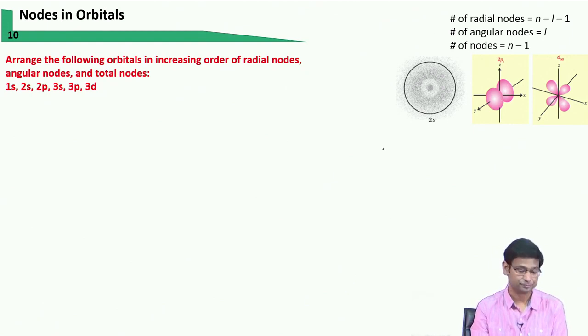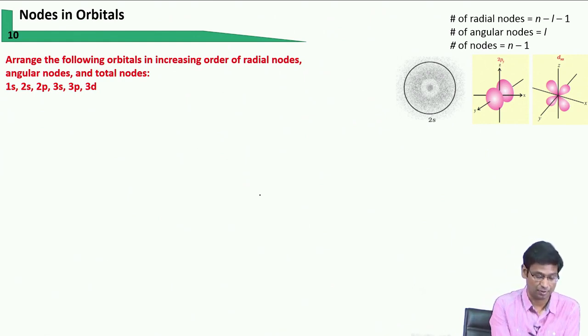Now, the number of radial nodes is given by n minus l minus 1, and the number of angular nodes is simply given by l, and the total number of nodes, when you add them up, you will get n minus 1. The question asks to arrange the following orbitals in increasing order of radial nodes, angular nodes, and total nodes. Let us write down the orbitals 1s, 2s, 2p, 3s, 3p, 3d, and find out the number of angular nodes.